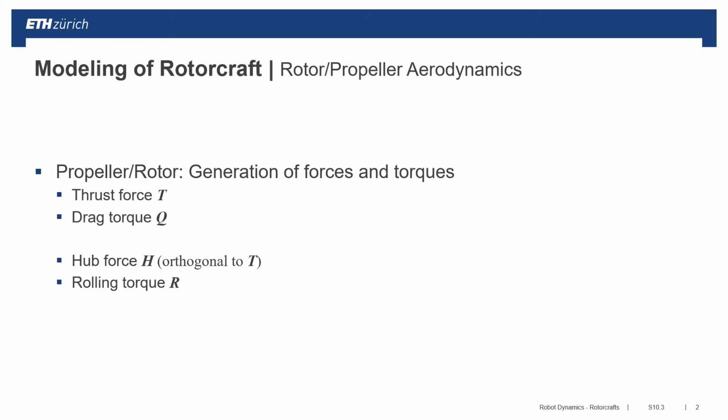Additionally, we have the drag torque, which is the torque resisting the rotation of the rotor. This is also directly linked with the power the motor has to deliver to generate the thrust force. Additionally, if we have a forward speed, we have the hub force, which is orthogonal to the thrust force, and the rolling torque, which is additionally acting on your rotor.